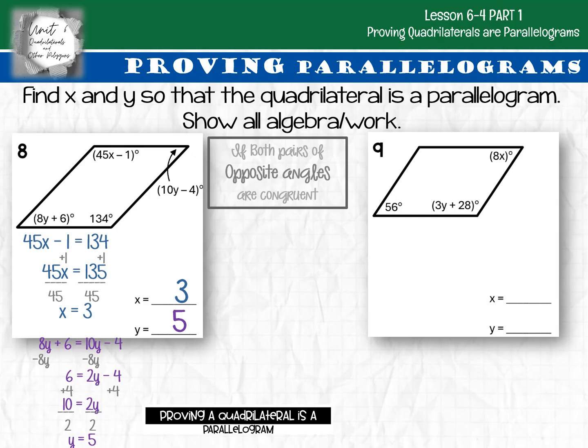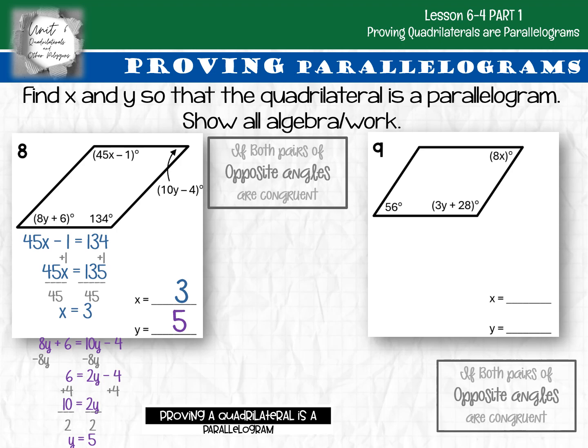Let's look at number 9. I think, well, we've got opposite angles and we have consecutive angles. So let's do opposite angles being congruent. So we can do the 8x equals 56. Divide both sides by 8. X is 7. That was quick.